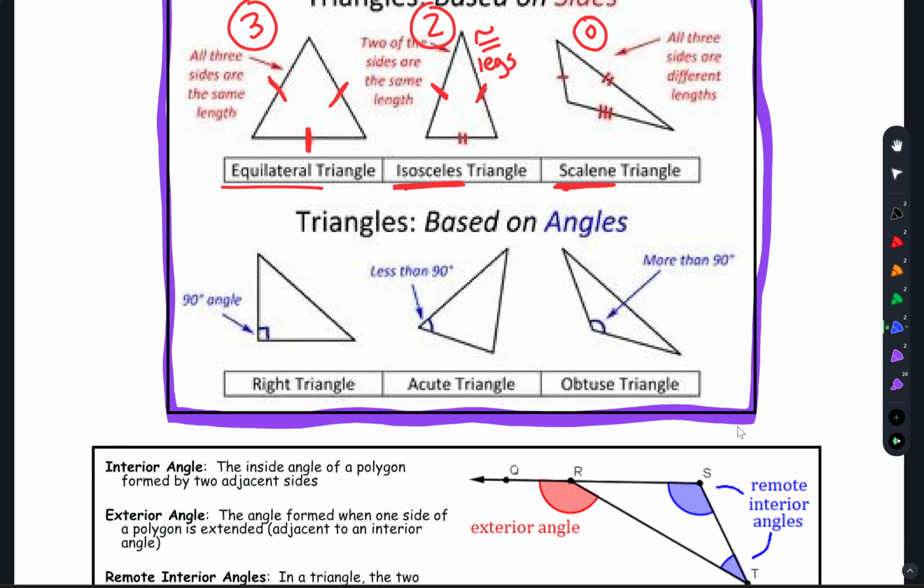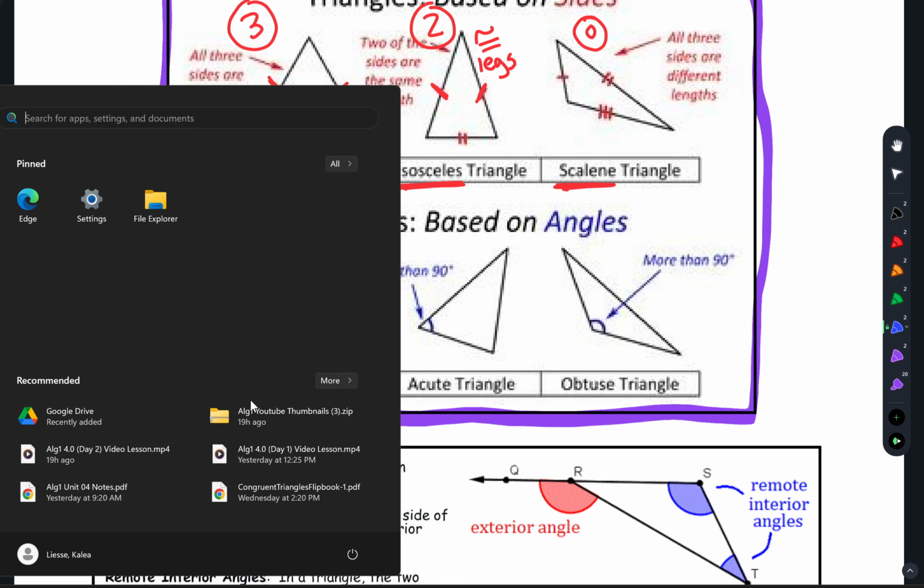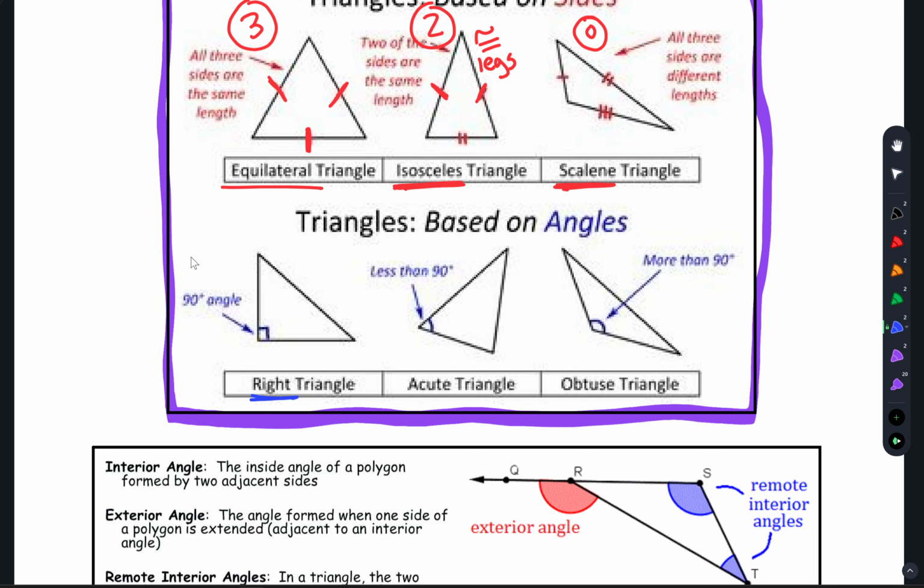We also have a right triangle. That is when we have exactly one 90-degree angle. We literally physically cannot have more than one 90-degree angle in a triangle. It doesn't work.